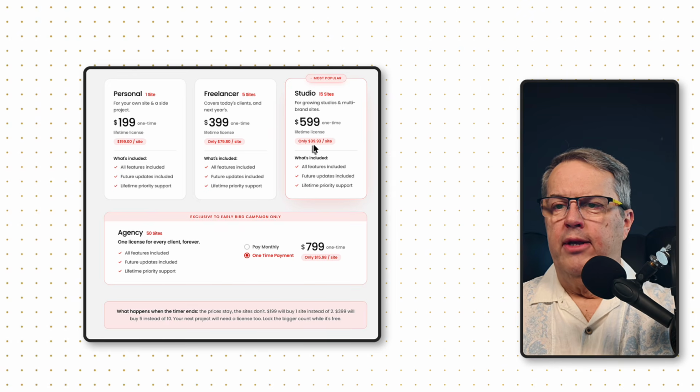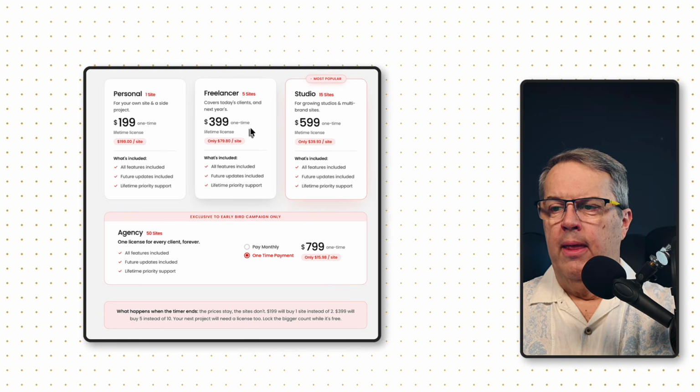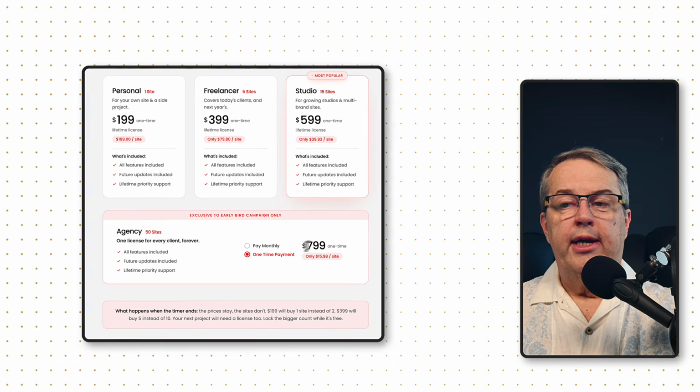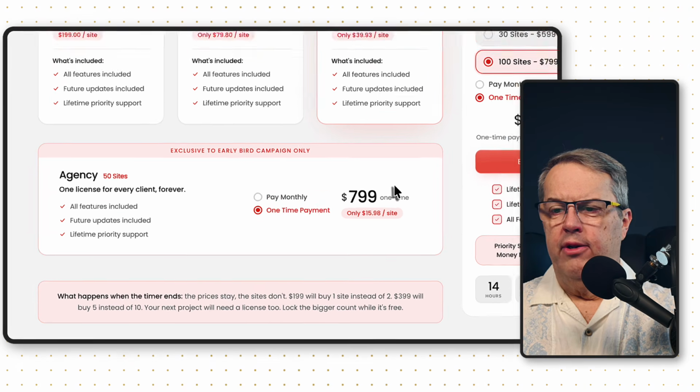And that comes out to, you can see the pricing, $39.93 per site. Over here on the freelancer, it's $79.80 per site. So the price per site goes down as you buy bundles. There's also an agency version for 50 sites for $799, and you can pay that monthly for $99 a month for 8 months, or you can make a one-time payment for $799.